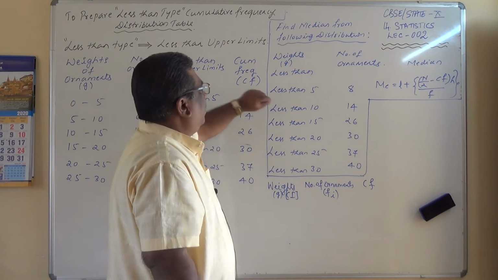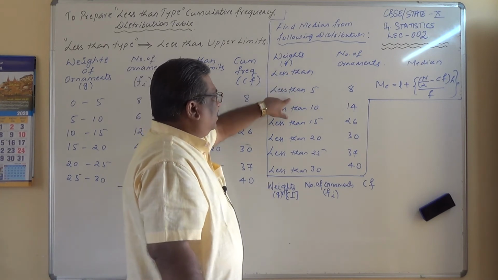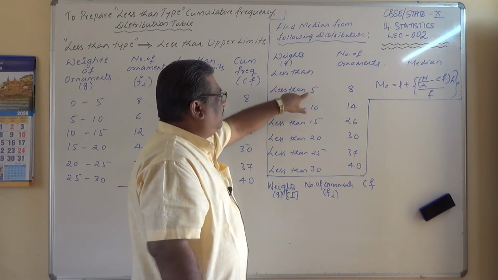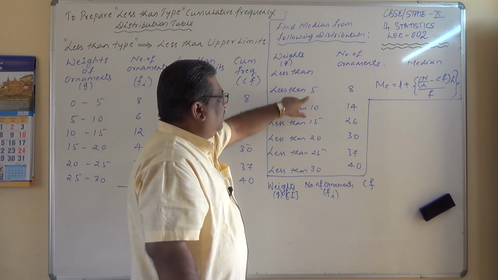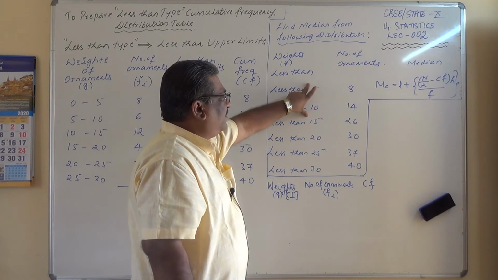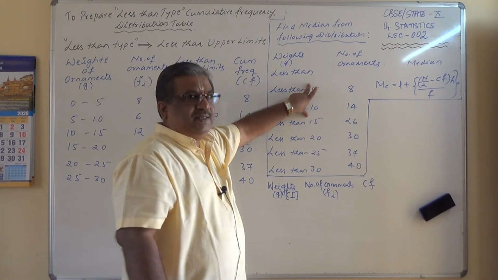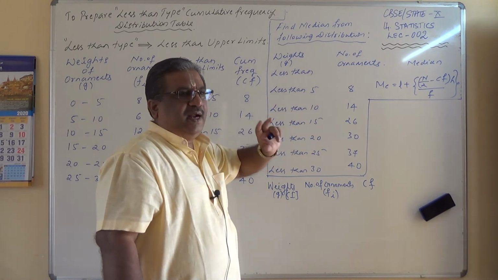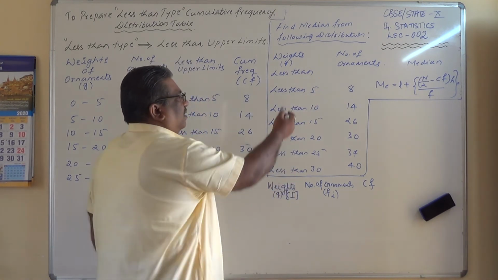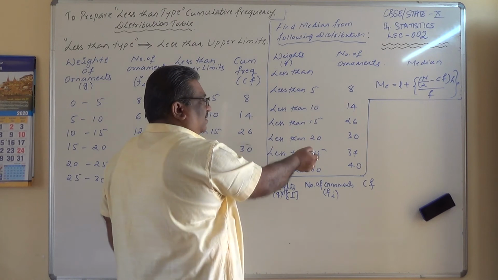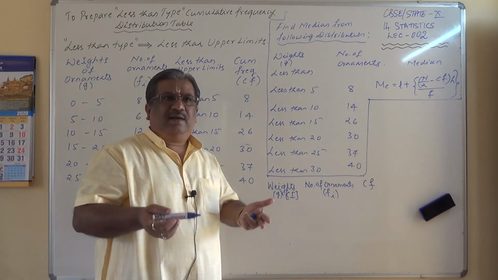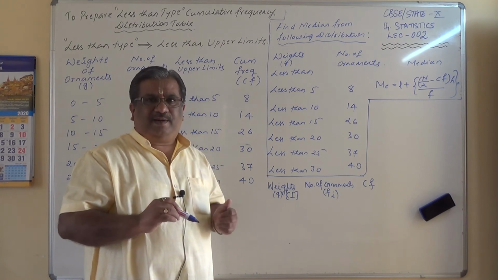See here, in the less than chart, this is the starting point. Less than 5 is the first statement, then comes less than 10. The difference of these two is nothing but the class width. 10 minus 5 is 5, and that is the class width. Less than, these are upper limits. So upper limit minus class size gives you lower limit.